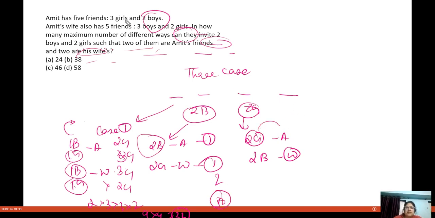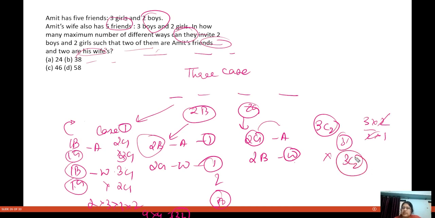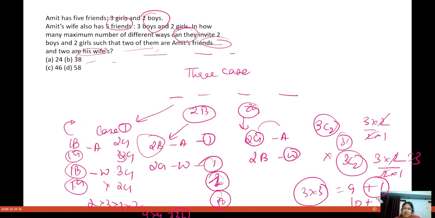Two girls from Amit. How many ways can you choose? 3C2. So that becomes 3 into 2 divided by 2 into 1, so this is 3 only. And Amit's wife also has three boy friends, so 3C2, which can be done in 3 into 2 divided by 2 into 1, so three ways. So 3 into 3 is how much? 9. And 9 plus one condition. Oh, sorry, this is one condition only, not two conditions. So you have this 10 plus 36, so that is 46. So this is it. This is how you do these kinds of questions.